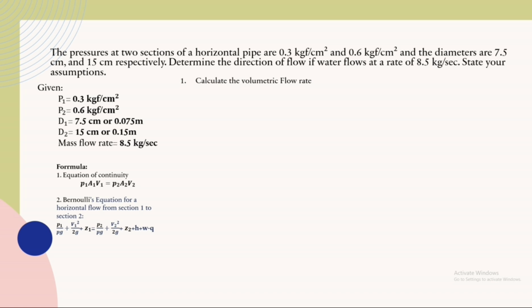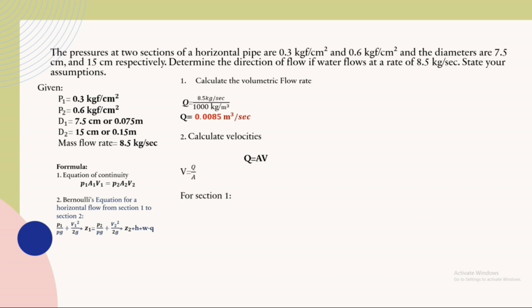First, we will calculate the volumetric flow rate. We will convert the mass flow rate to volumetric flow rate. So our volumetric flow rate is 0.0085 cubic meter per second. Next, calculate the velocity at both sections using the volumetric flow rate and the diameter.